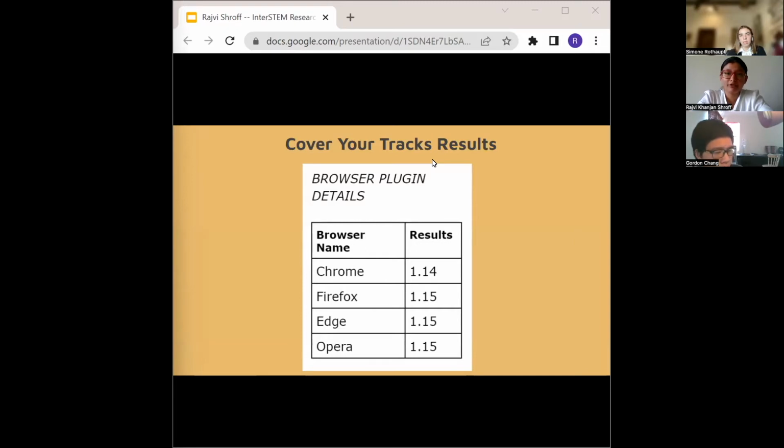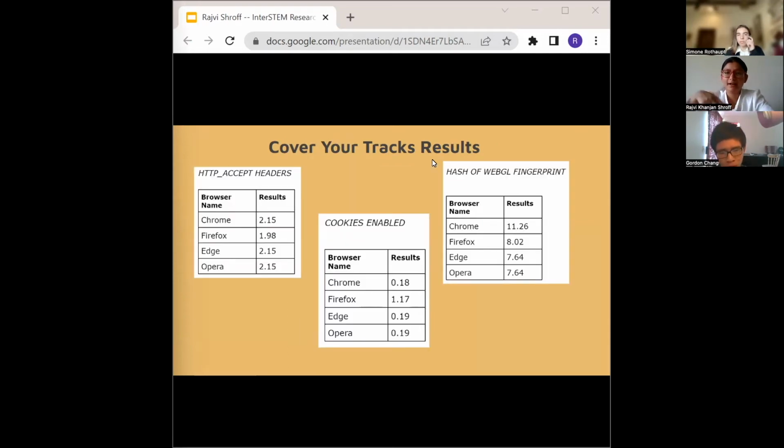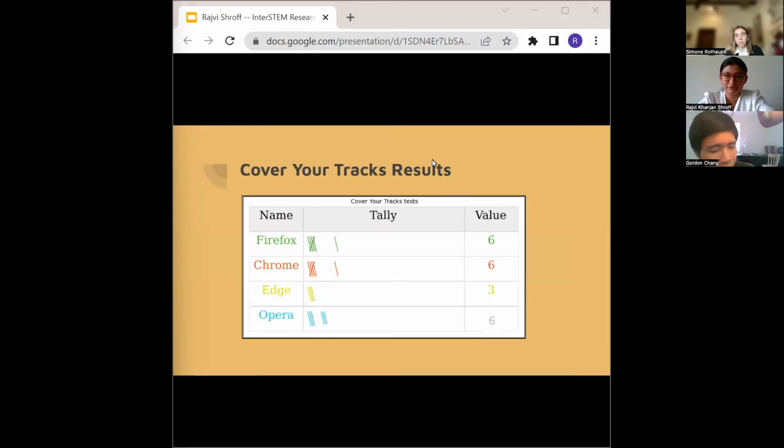Then again, for some tests, like with the browser plugin data, often the browsers performed very similar to each other. Here, 3 out of 4 browsers had the same value, which is 1.15, and the 4th data point is very close to the others at 1.14. And I ran a lot of these tests. For example, the HTTP accept headers data, cookies, WebGL fingerprint, and so on. There were around 13 tests, and I collected it all into this chart over here, where I tallied up the number of tests that a browser performed better than the others.